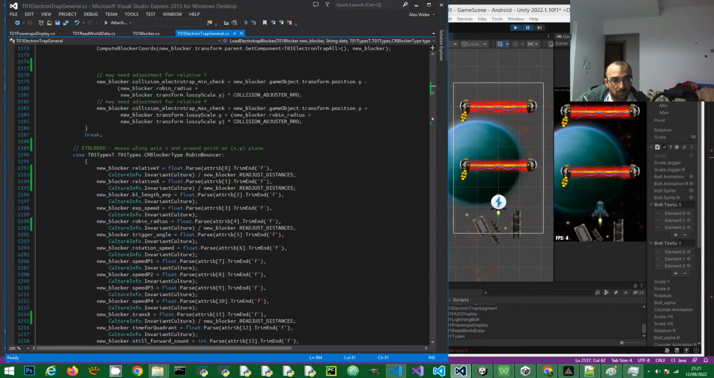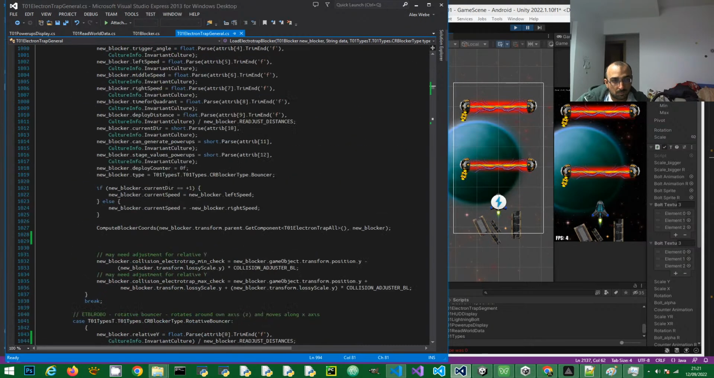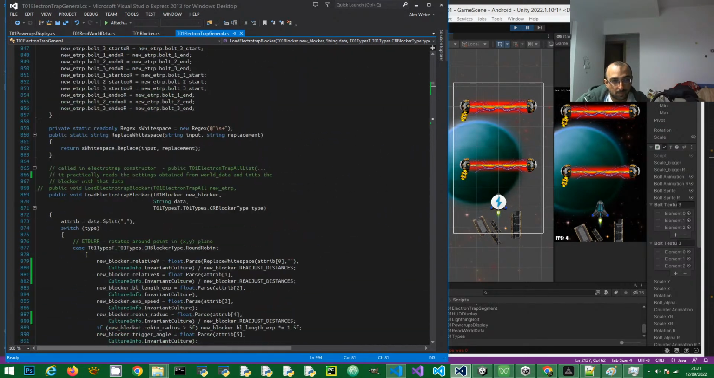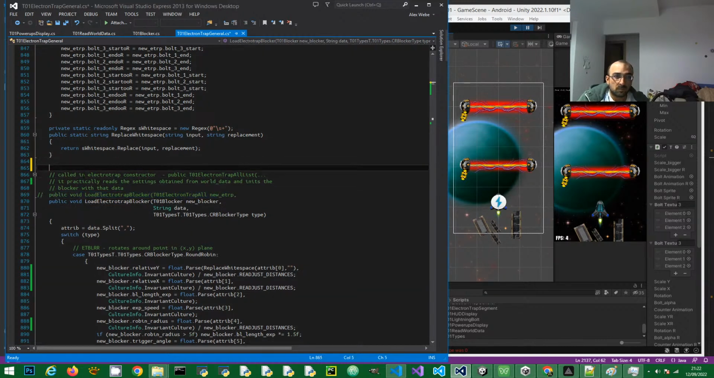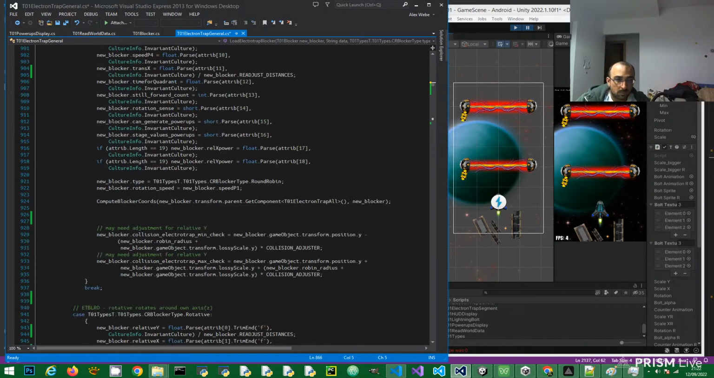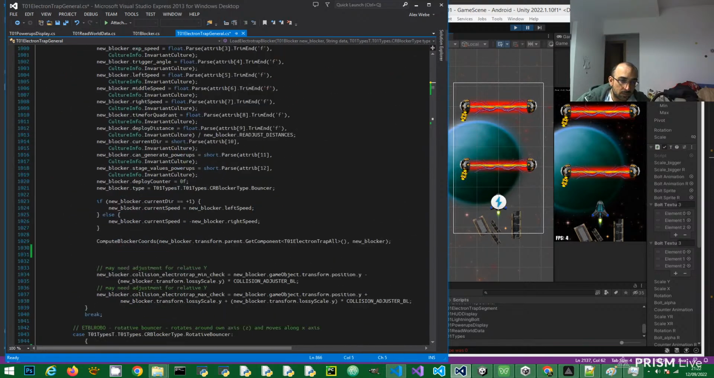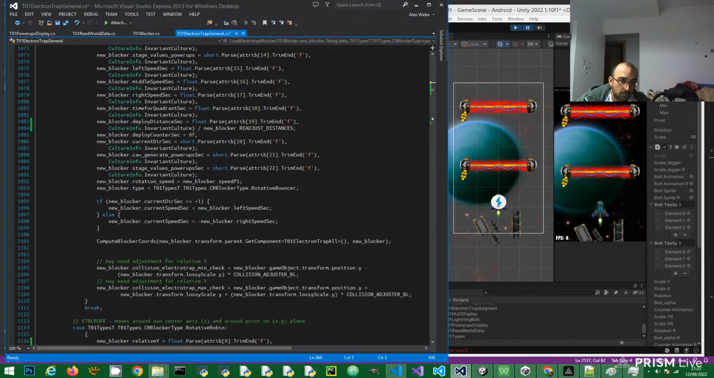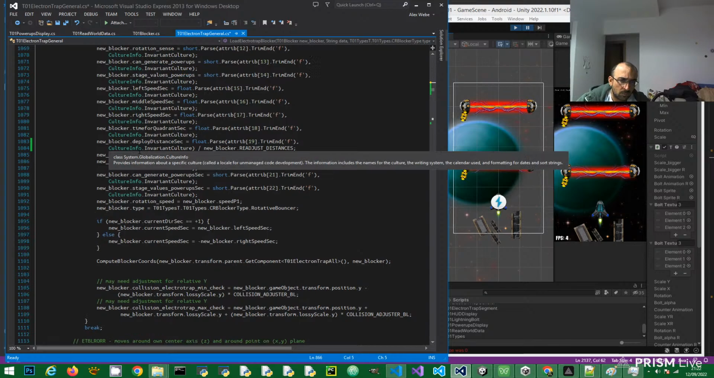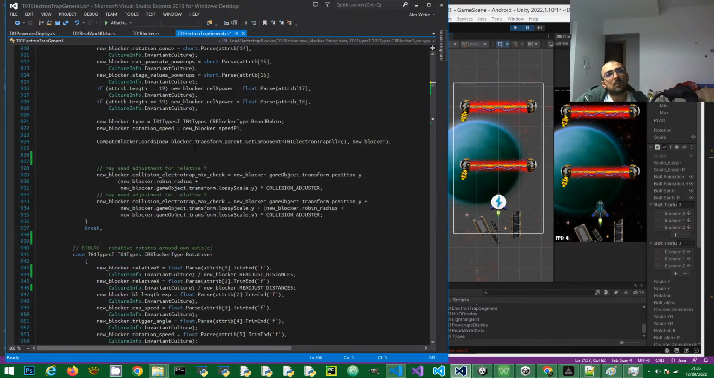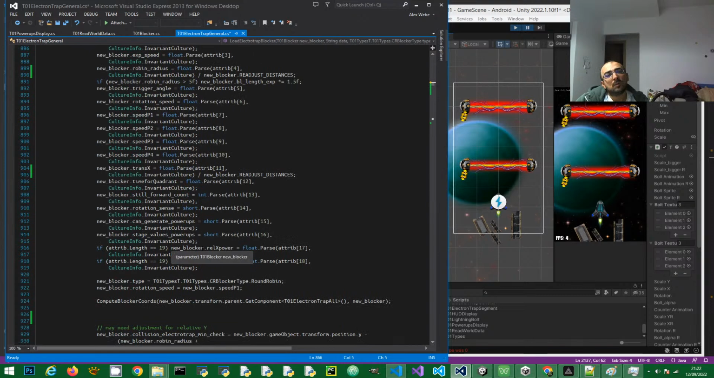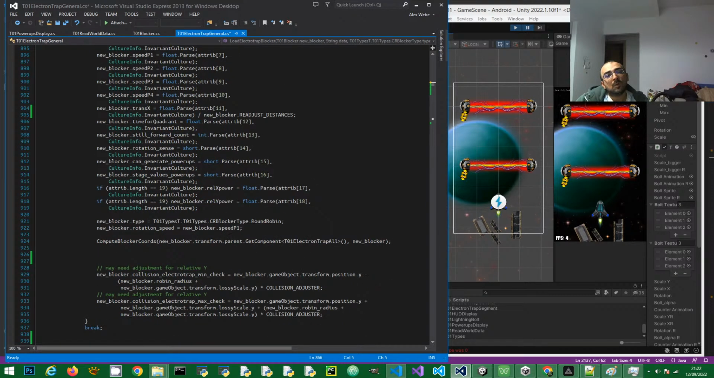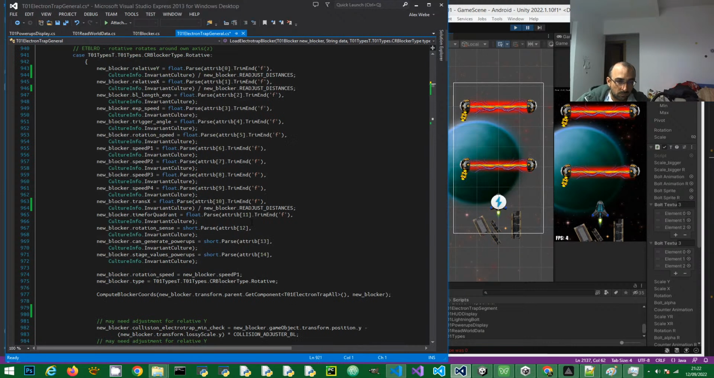Good. So we have our load blocker function, which behaves quite well. Okay, code is nicely arranged, readable. Let's make it more readable.